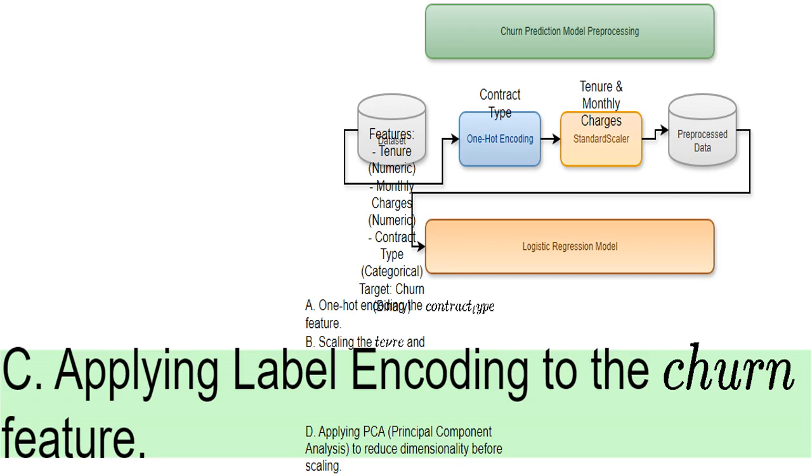I don't think label encoding is needed for the churn feature. Since churn is already binary, 0 and 1, logistic regression can handle it directly without further conversion. Label encoding would be redundant and potentially harmful. Let's keep things simple and avoid unnecessary steps.